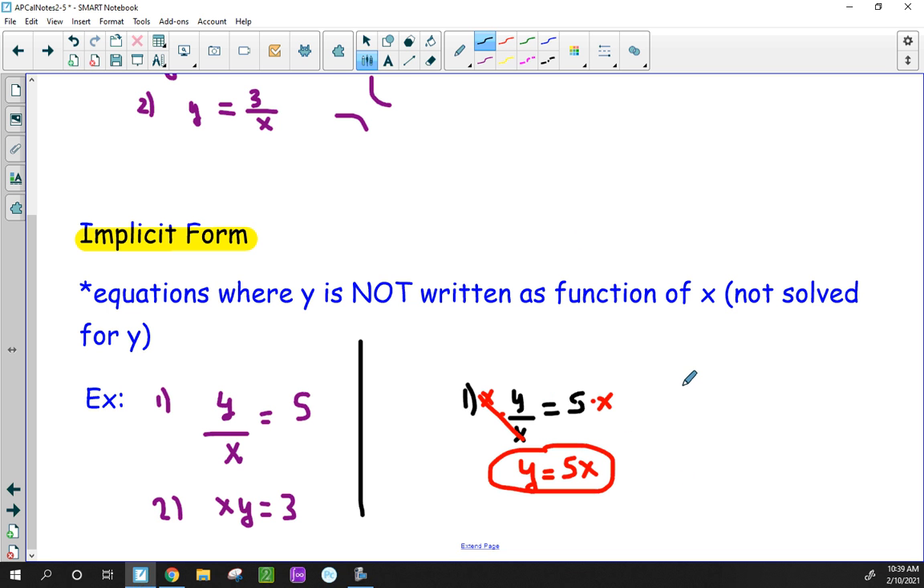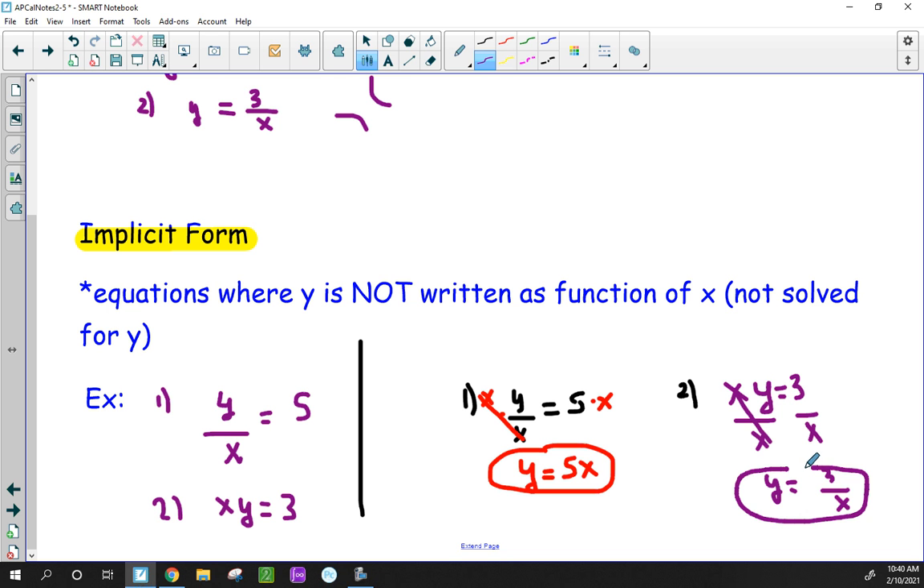Same deal with my example 2. Here, I can take the problem xy equals 3, solve it for y, and notice that the x is being multiplied by y, so I would have to divide through by x. And then I would get y is equal to 3 divided by x. Okay, so sometimes the problems can be written in both forms.